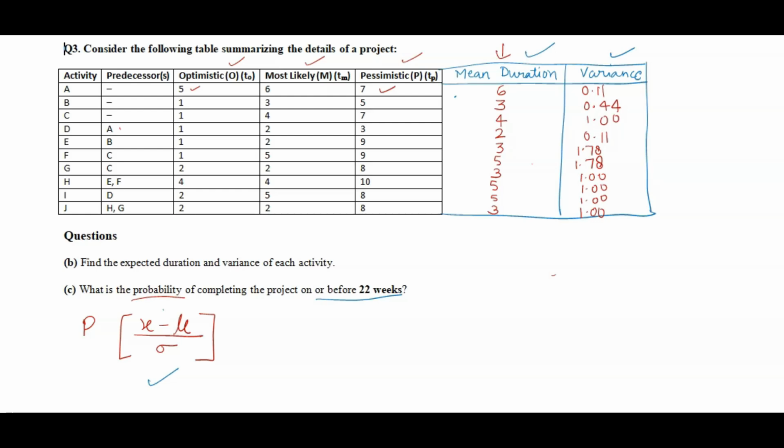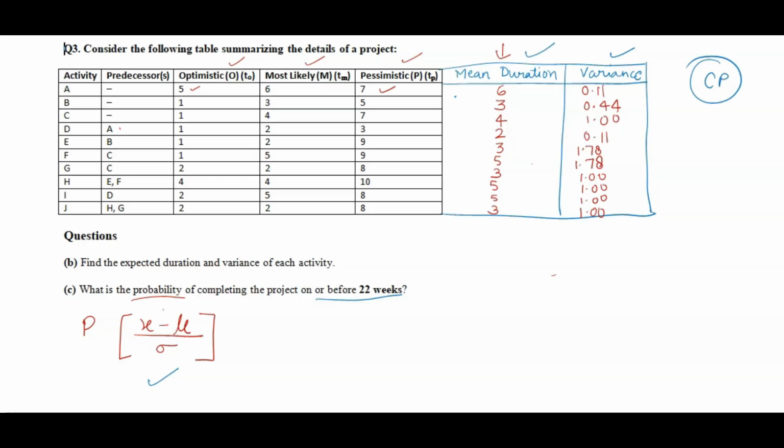Okay, now what is the thing here? We have to take the total of the mean duration for getting the mu, but not the complete total. If you have seen the CPM critical path video, on how to find the critical path, based on that you have to find the critical path here in this question. In the previous video we have already created the project network. Based on that you have to find the critical path.